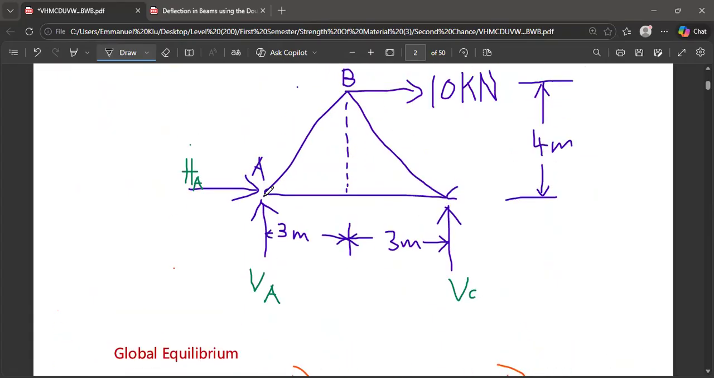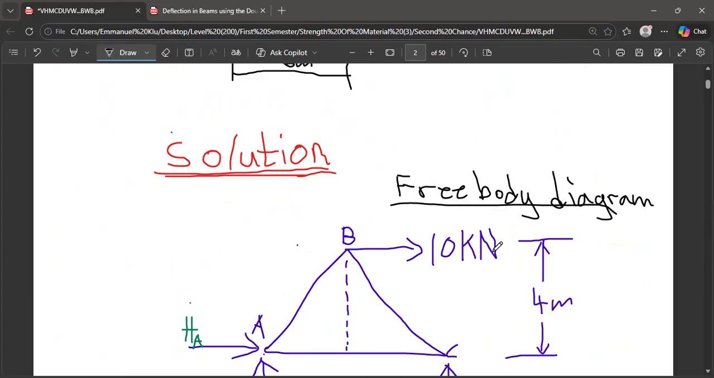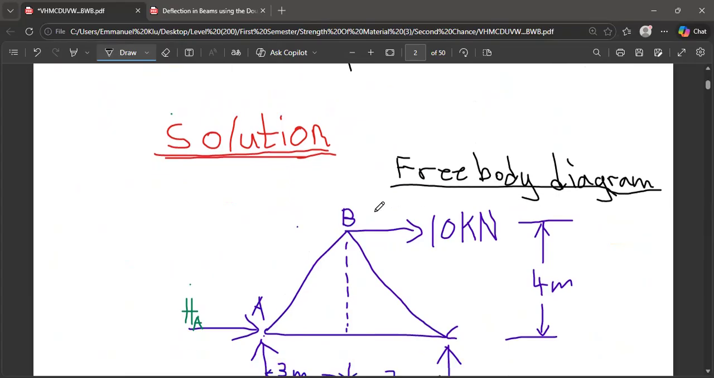For this problem we're having over here, we know that this is our free body diagram. This is our free body diagram.